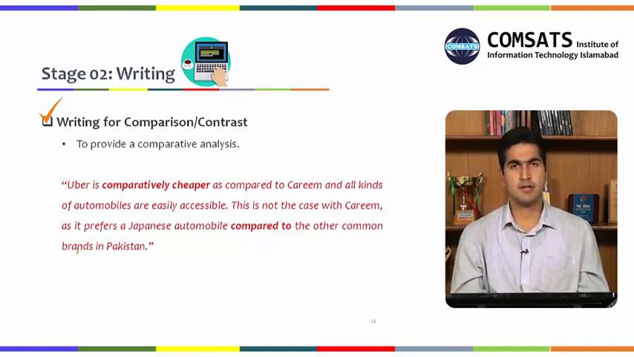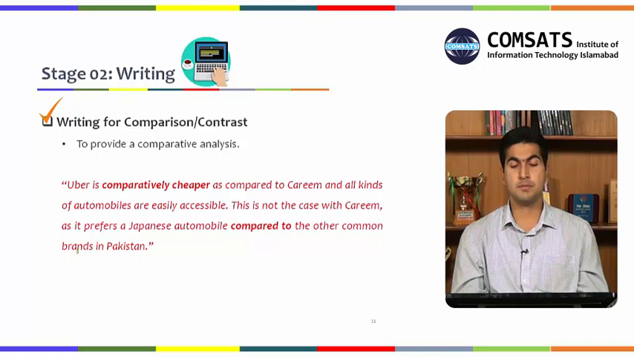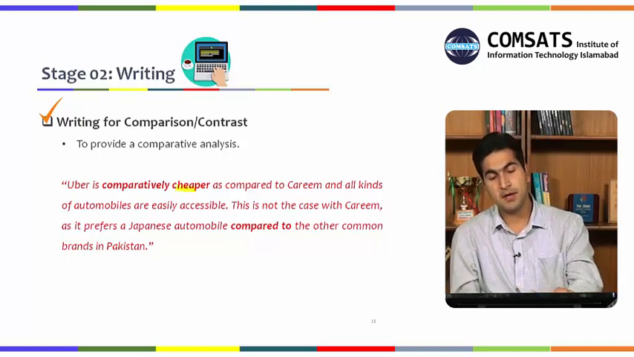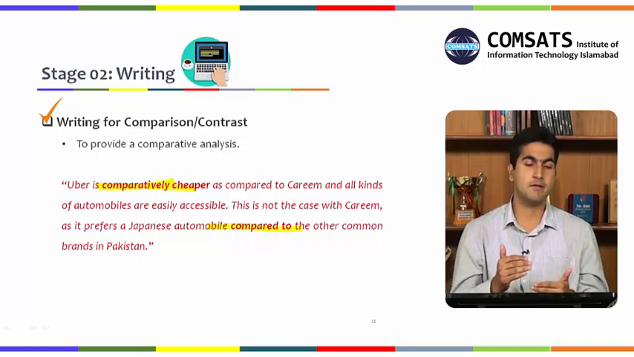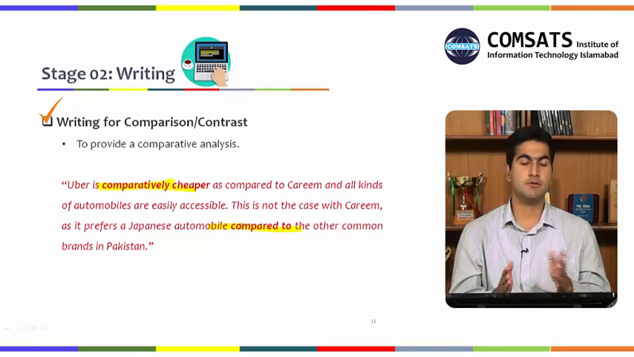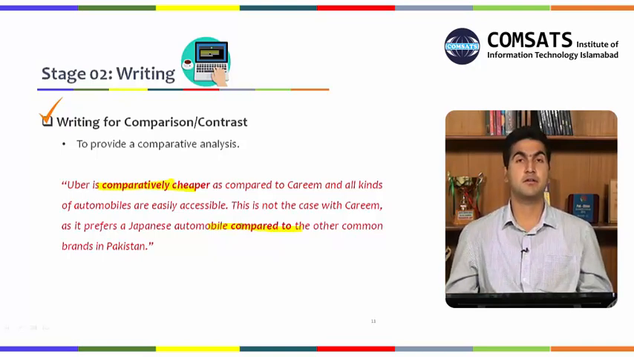Just for a comparative analysis, most of you have experienced this, and the rest can look into the internet for the statistics as well. But based on that analysis, Uber is comparatively cheaper as compared to Careem, and all kinds of automobiles are easily accessible. This is not the case with Careem, as it prefers a Japanese automobile compared to the other common brands in Pakistan. So 'comparatively cheaper' and 'compared to' are a way of doing this comparative analysis form of writing, in which you come up with comparison and contrast. So that is one example of this form of writing.